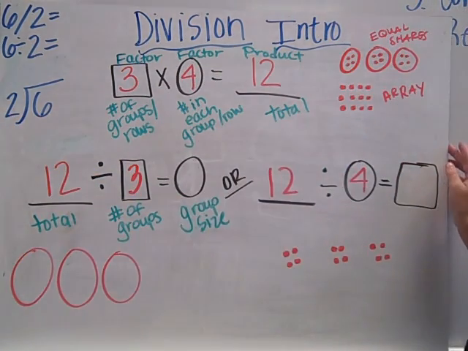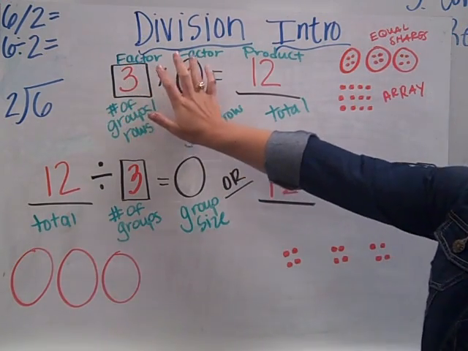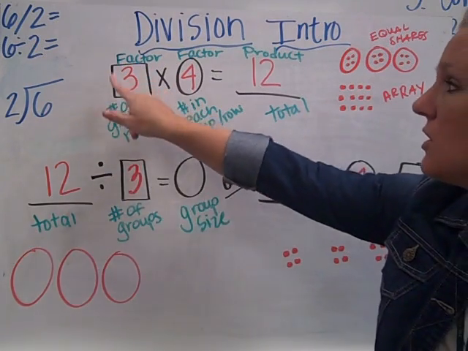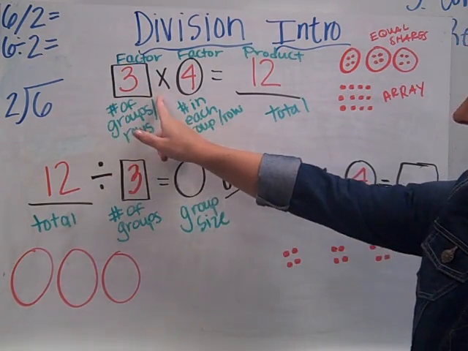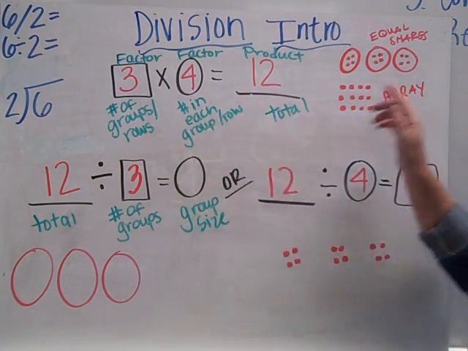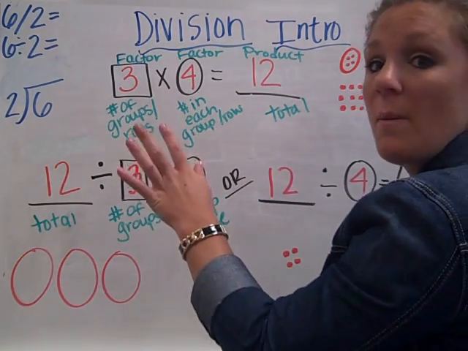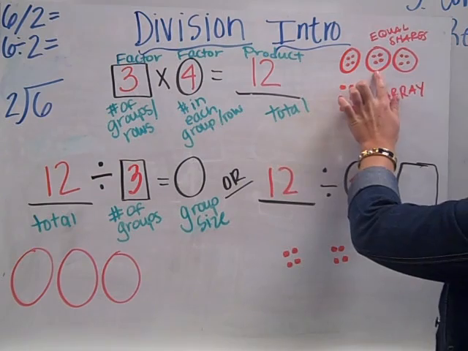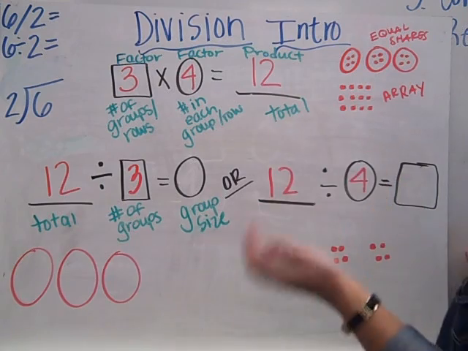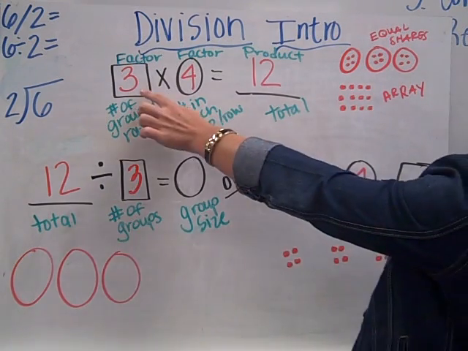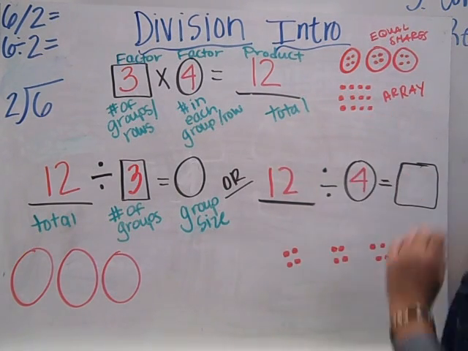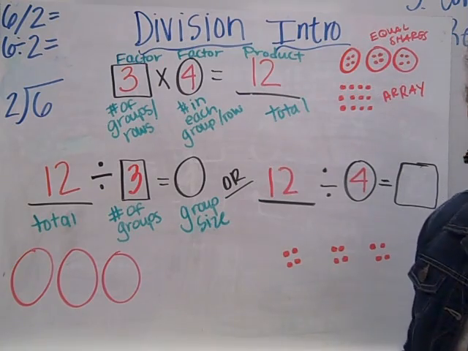Alright, let's look at this example. So again, you have the factor times the factor equals the product. But now to help us, I'm going to use these symbols. So a square, remember, is number of groups times the number in each group equals the total. So if you look over here, remember the first couple of days we did, this meant 3 groups, 1, 2, 3 groups of 4 in each group. Or in our array, we had 3 rows, because rows comes first, 1, 2, 3, by 4 columns. Okay, so that's our example of that.